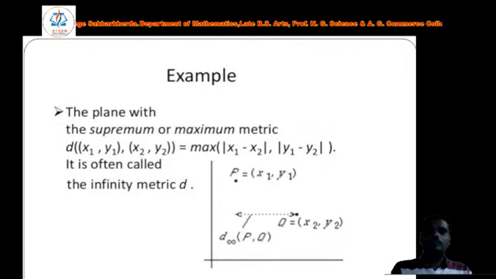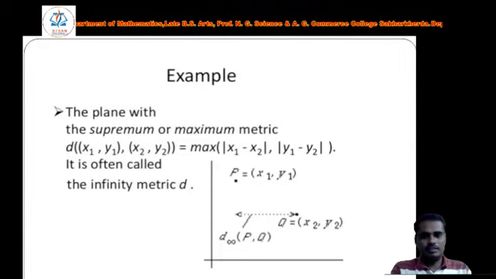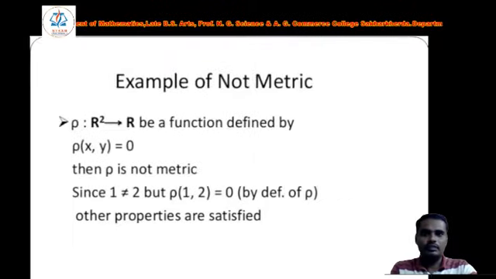Now the plane with the supremum or maximum metric, distance between (x1, y1) and (x2, y2), that is the maximum of mod of x1 minus x2 comma mod of y1 minus y2. It is often called the identity metric, that is d, that we have shown in the figure.